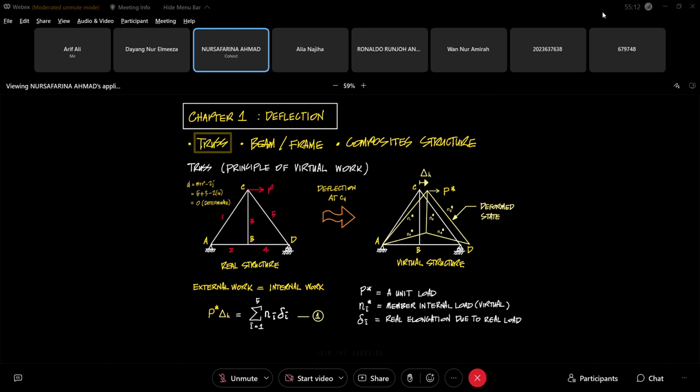Okay, so for here, the topic 1, chapter 1, we focus on the truss, beam and frame. Okay, actually the equation is the same for beam and frames, and that is a composite structure. Okay, so first we identify the determinacy. Okay, you identify the determinacy. Okay, kira lah 1, 2, 3, 4, 5 member and then reaction 1, 2, 3. Okay, so this is what we call a real structure because this is a real structure with the load applied.